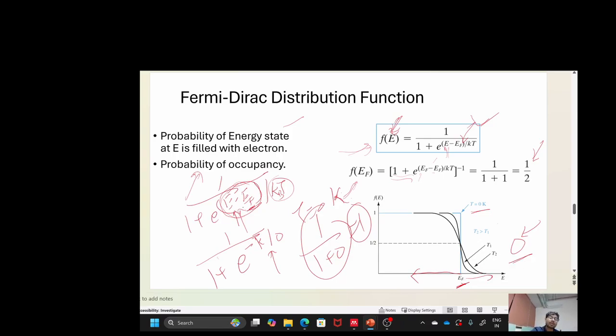If you put E greater than EF, there will be something positive, and kBT is 0. So there will be e raised to power plus infinity, so that will come out to be 0. Okay, this is the thing.